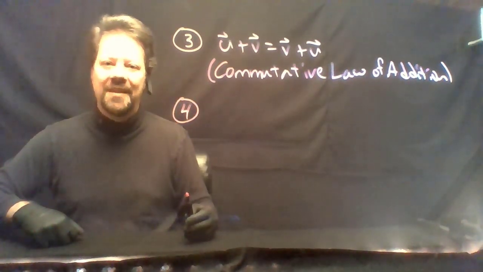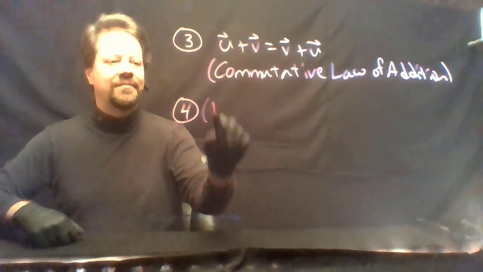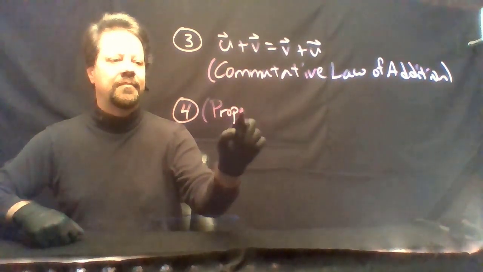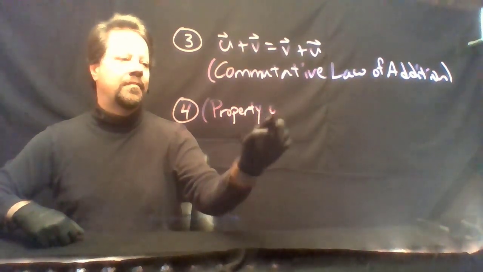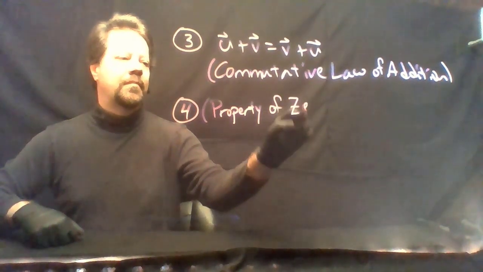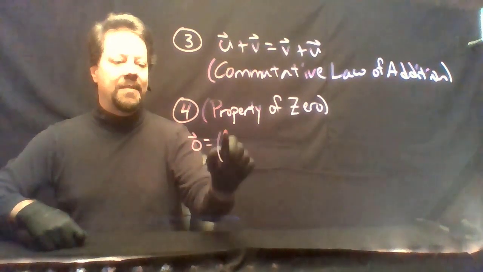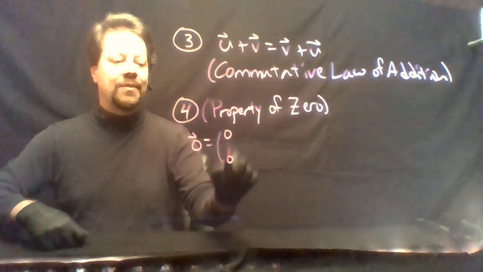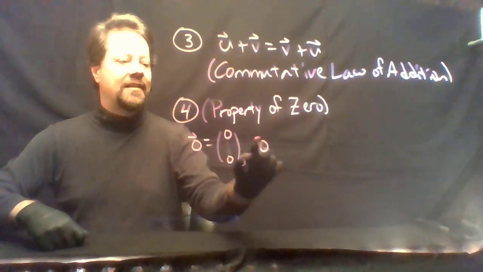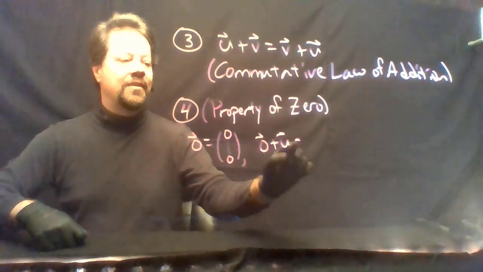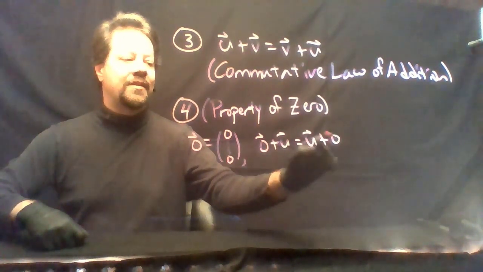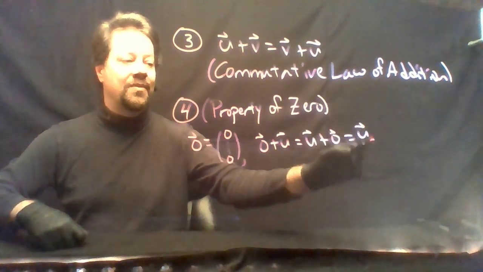Property 4 is the property of 0. If you set 0 to be the vector with all coordinates equal to 0, then 0 plus u gives you the same thing as u plus 0, and that gives you u.